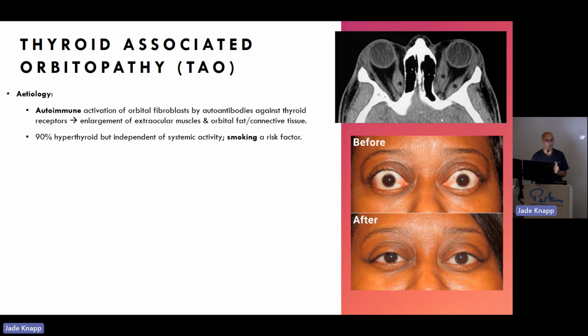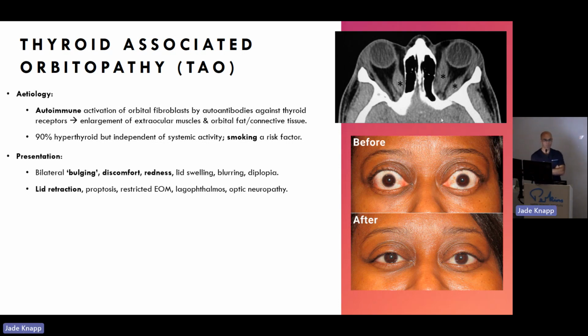What's the etiology here? It's autoimmune. You get orbital fibroblasts, which are activated by autoantibodies against thyroid receptors. And so you get enlargement of that soft tissue, as I've said. It's mainly hyperthyroid, but it is often completely independent of systemic activity. So you can have hot thyroid orbitopathy, acute inflamed, but your thyroid levels are currently normal. They're not necessarily linked, but of course you want to optimize their thyroid function. Smoking is probably the main modifiable risk factor. So all these guys, you need to ask them if they smoke.